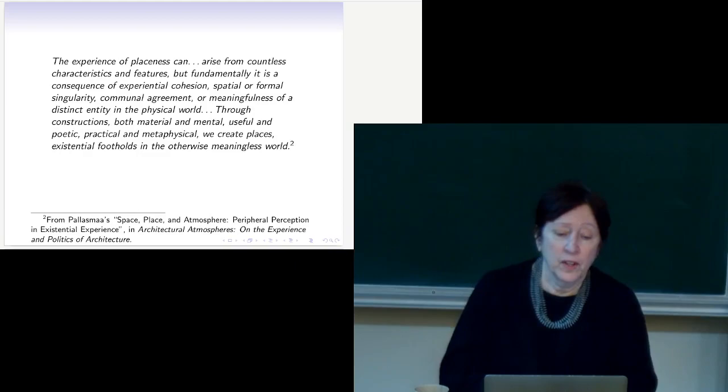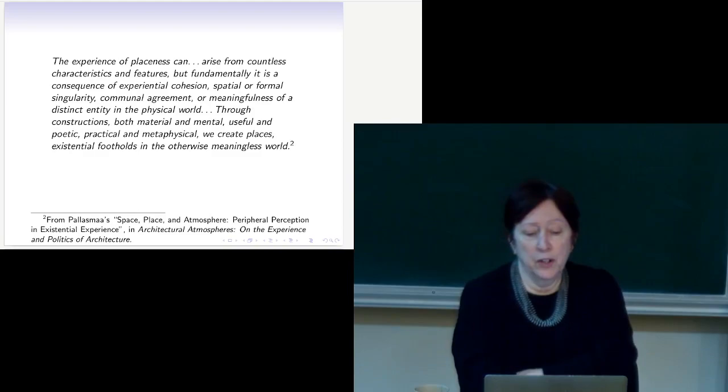And here's a quote from his paper, Space, Place, and Atmosphere, in this volume on architectural atmospheres. The experience of placeness can arise from countless characteristics and features, right? But fundamentally, it's a consequence of experiential cohesion, spatial or formal singularity, communal agreement, or meaningfulness of a distinct entity in the physical world. Through constructions, both material and mental, useful and poetic, practical and metaphysical, we create places, existential footholds in the otherwise meaningless world.